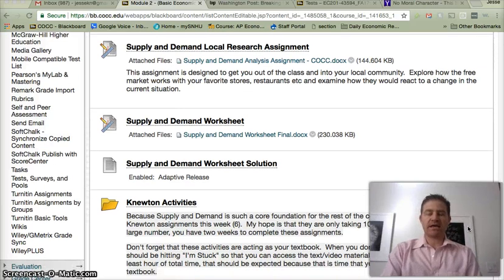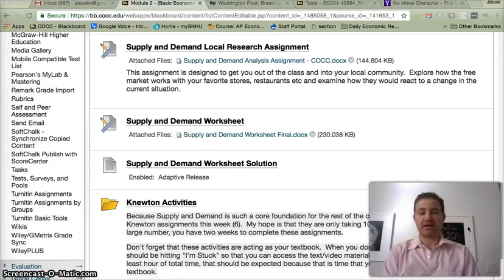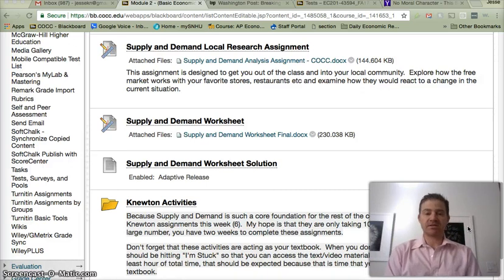One is a supply and demand local research assignment, so it has you going out into your local community and looking at two different businesses that you engage with on a continuing basis and seeing how supply and demand both affect that business. And then the other one is just a very simple supply and demand worksheet to make sure that everybody's on the same page with how the supply and demand market works generally.